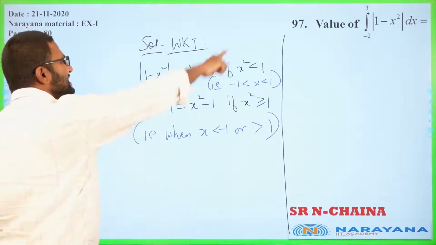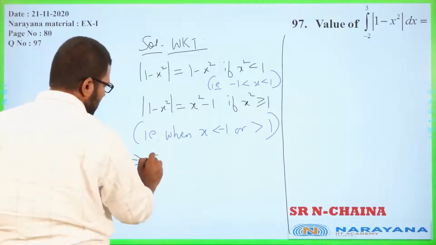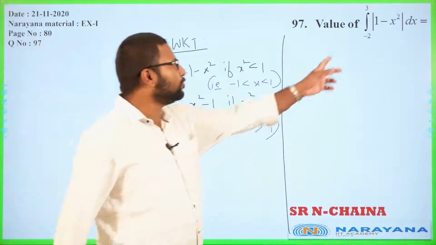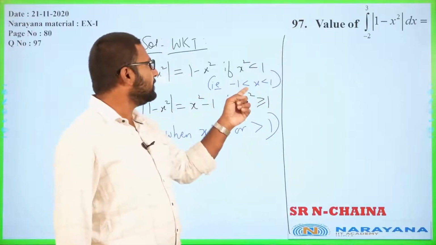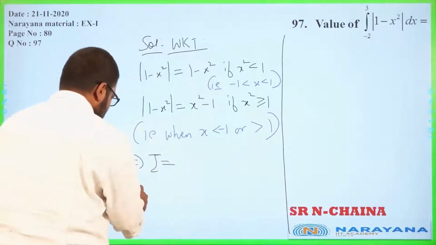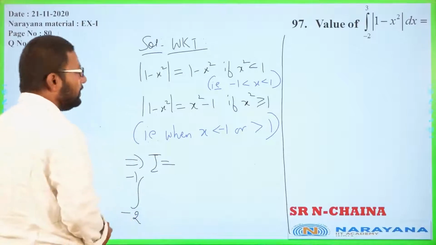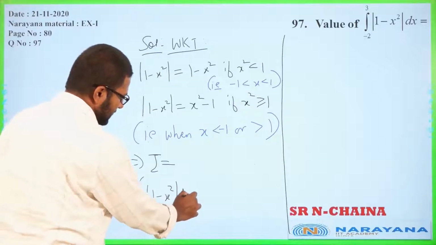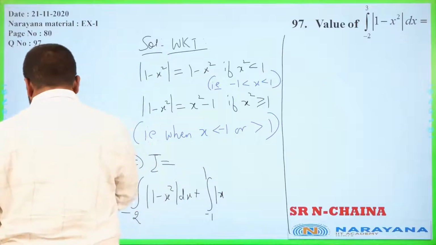Okay, so with this understanding, the given I implies I can be, now we will have to break it down into 3 separate intervals. Minus 2 to minus 1 here, and then minus 1 to 1 here, and then 1 to 3 that appears again here. Okay, so I is integral minus 2 to minus 1 mod 1 minus x square dx plus integral minus 1 to 1 mod 1 minus x square dx.